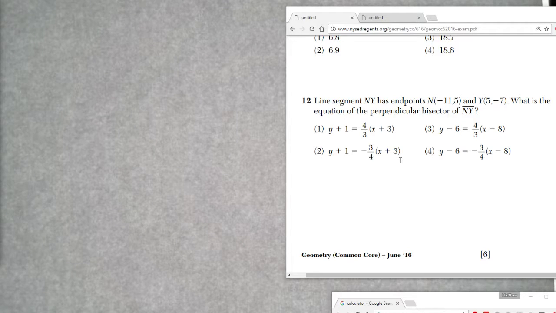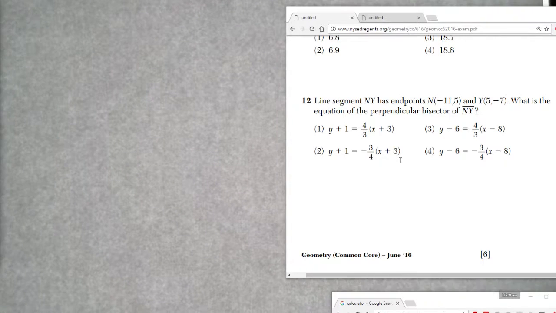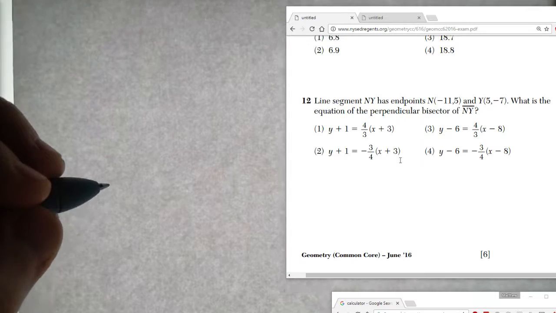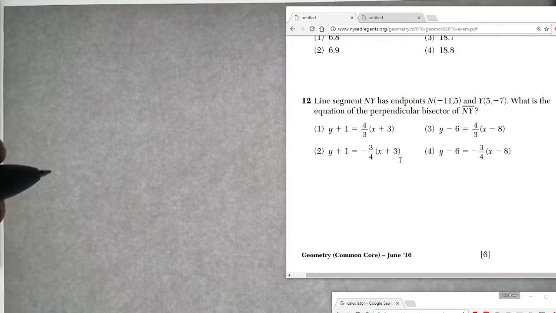Question 12. Line segment NY has endpoints (-11, 5) and (5, -7). What is the equation of the perpendicular bisector of line segment NY?